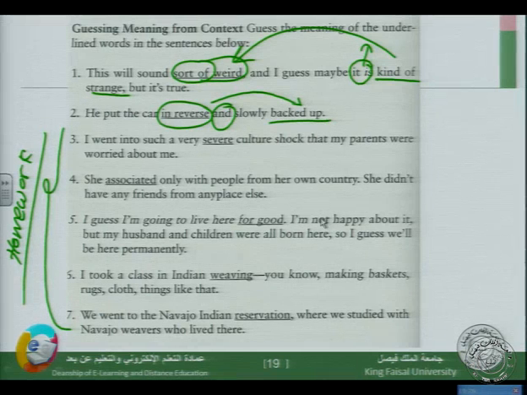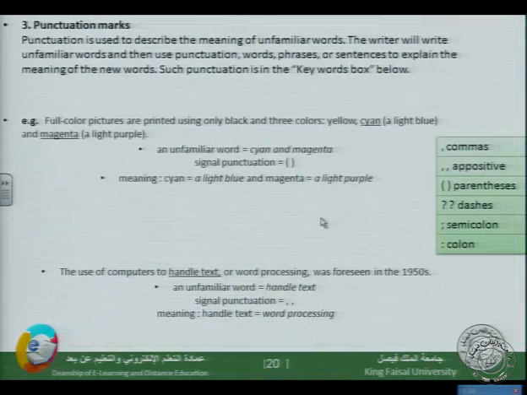Before we leave, let us, for example, understand and discuss the following. So we have talked about the definition and restatement. Another way is punctuation marks, another way to get the meaning from the context. Punctuation is used to describe the meaning of unfamiliar words. The writer will write unfamiliar words and then use punctuation.